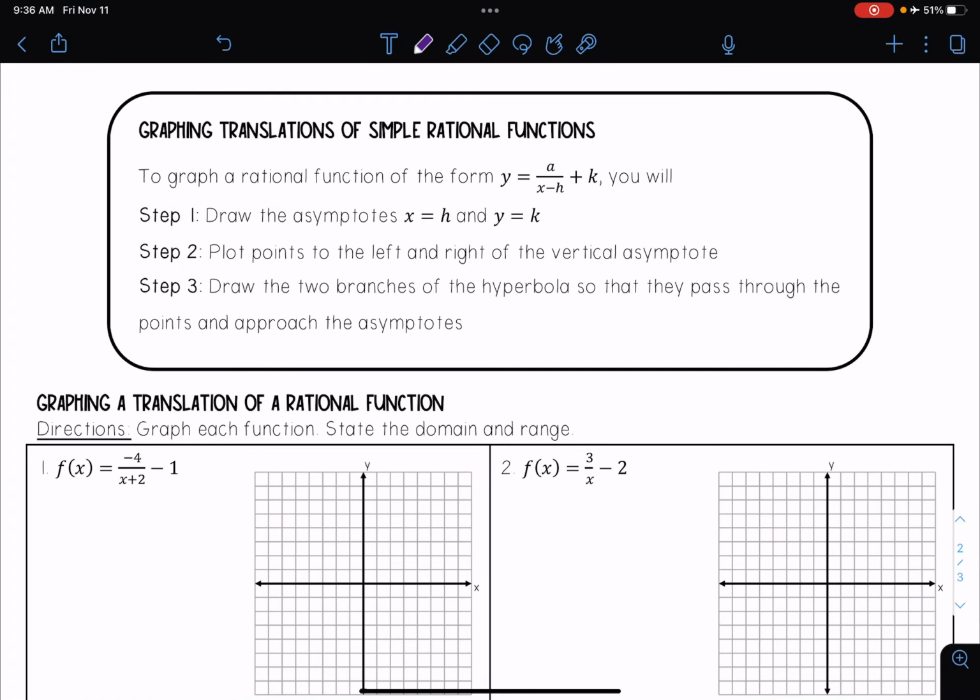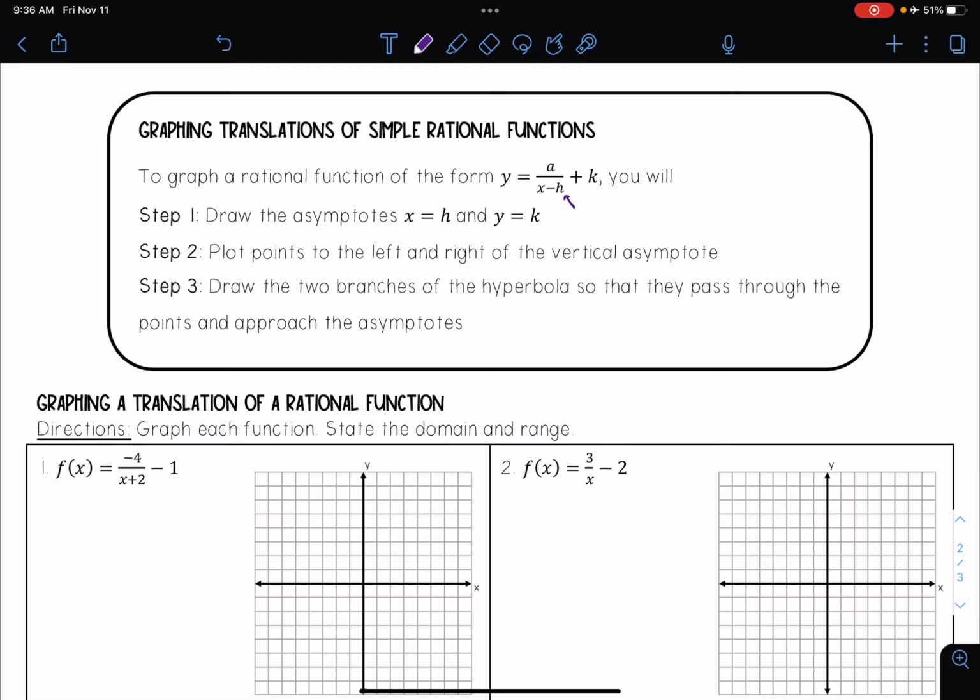In this video, we're going to be looking at graphing translations of simple rational functions. So we're going to be looking at graphing functions of the form y equals a over x minus h, plus k. And so remember, this minus h is telling us how much the graph shifts to the left or right, and that k tells us up and down, just like we've seen with transformations in all of our other functions.